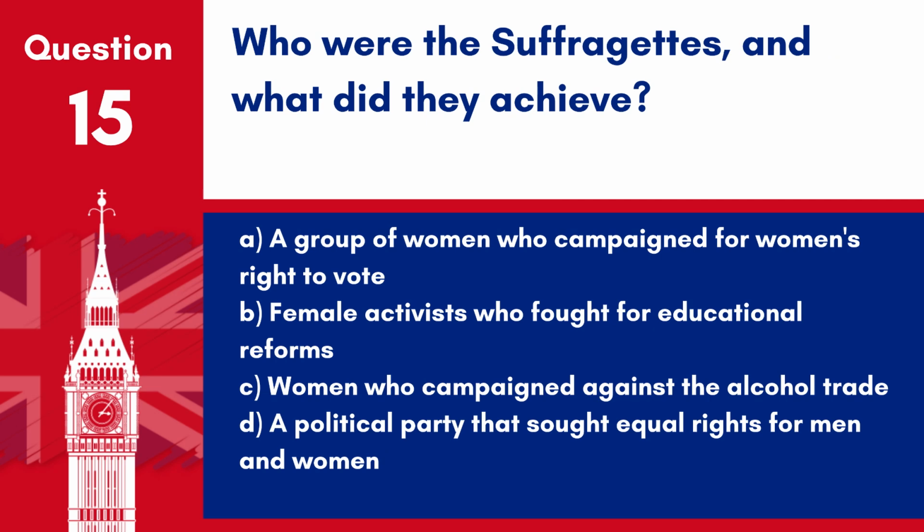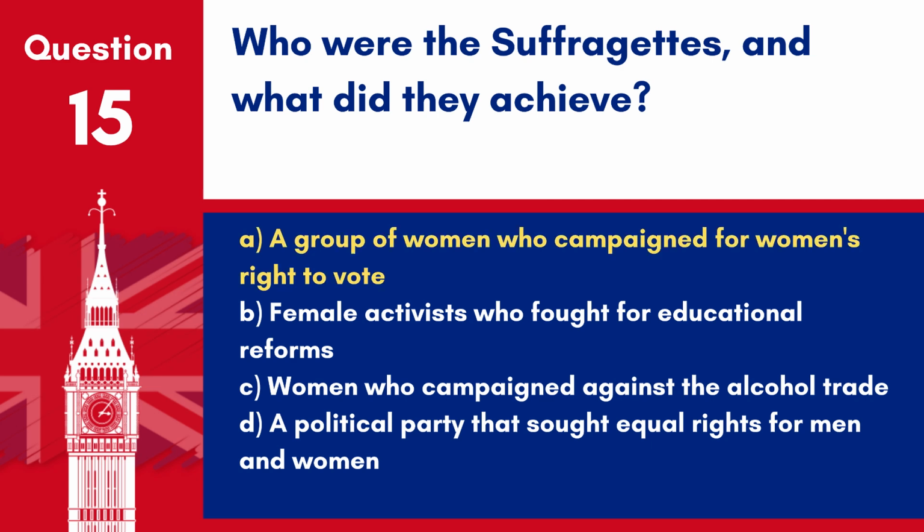Question 15. Who were the suffragettes and what did they achieve? A. A group of women who campaigned for women's right to vote. B. Female activists who fought for educational reforms. C. Women who campaigned against the alcohol trade. D. A political party that sought equal rights for men and women.